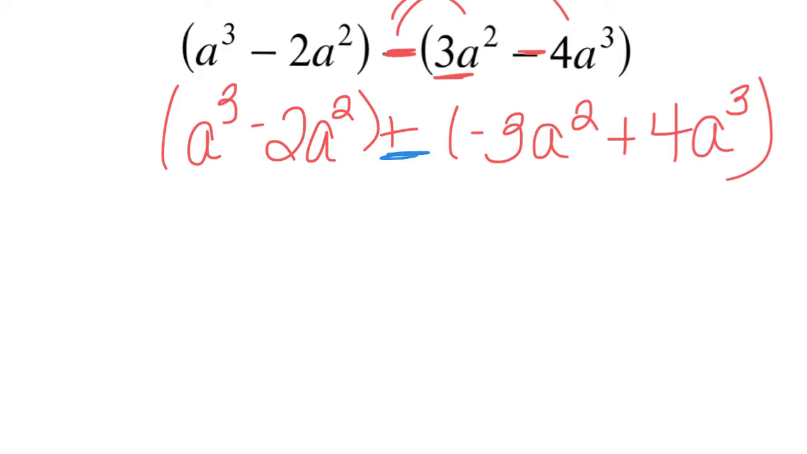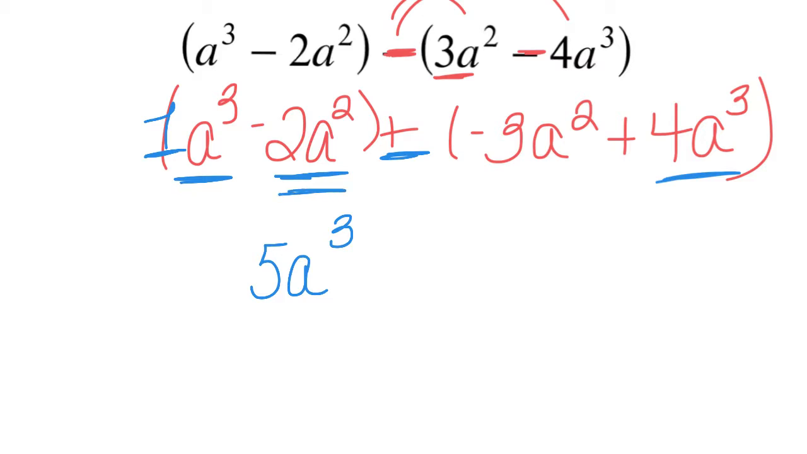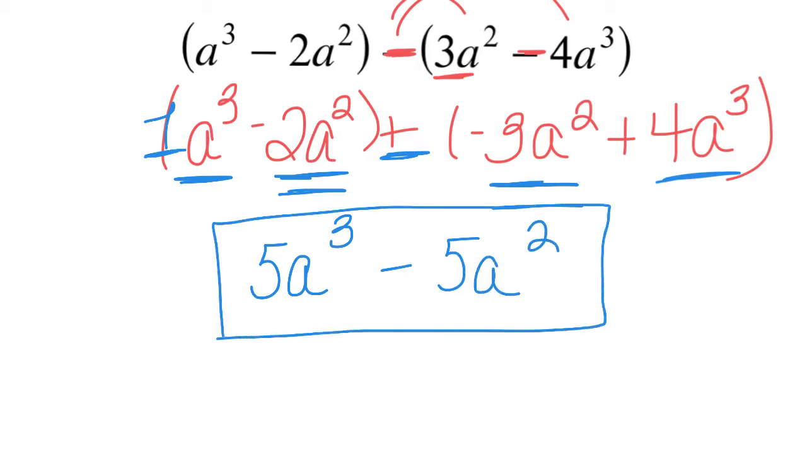So then I'm going to check for my like terms. I have a cubed and 4a cubed, and I know that this a cubed has a value of 1. So 1a cubed plus 4a cubed is 5a cubed. And then I know negative 2a squared minus 3a squared is negative 5a squared. So that's my final answer. Now you absolutely do not have to inverse your signs, but I have found in the past more students have that as their most successful way of solving. But like I said, totally your choice. You have to figure out what works for you.